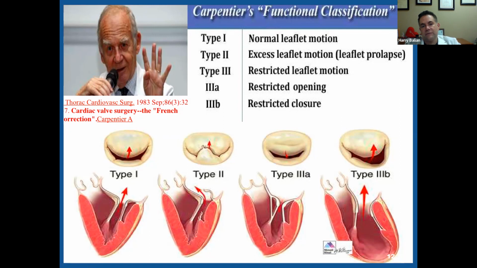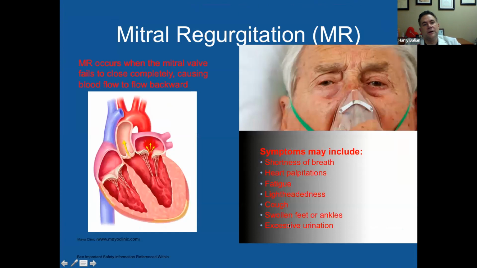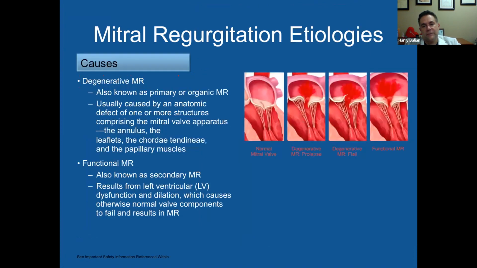mitral valvular regurgitation. When you do the TE, you see the actual jet escaping as the two leaflets are not coapted properly. You have a severe central MR. So patients with MR are going to have symptoms of shortness of breath, palpitations, AFib, fatigue, lightheadedness, cough, and this is a progressive disease.